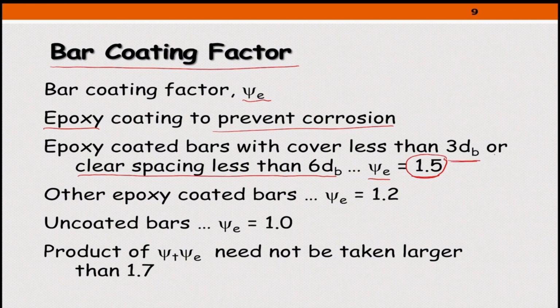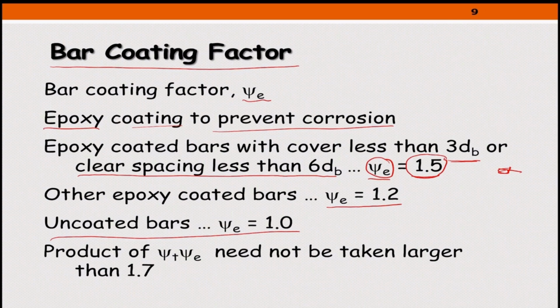These conditions are easily satisfied, and I would guarantee that psi E would be taken as 1.5 in case it's epoxy coated. But in other cases, if this condition is not satisfied, which is rare, psi E would be equal to 1.2. For uncoated bars, like the ones used in Gulf countries, psi E would equal 1 because it's not epoxy coated in general.